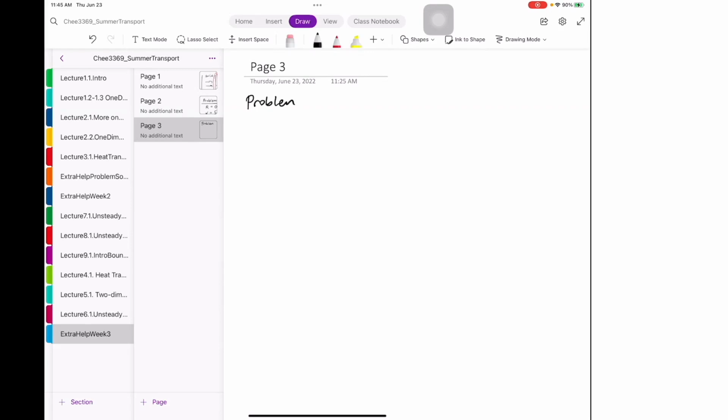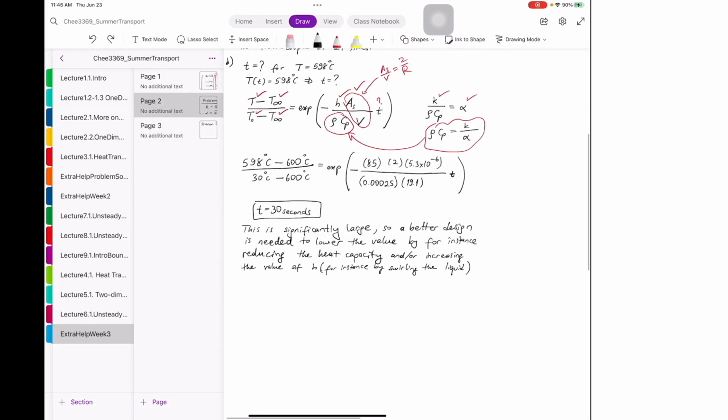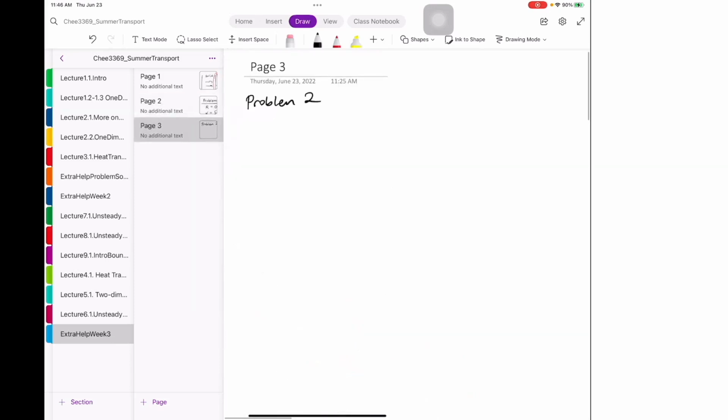Problem 2 of recitation 3 says a thick concrete wall, initially at 30 centigrade, suddenly has its surface temperature increased to 600 centigrade by an intense fire which lasts for 25 minutes. Part 1: write down the differential equation describing this heat transfer process.